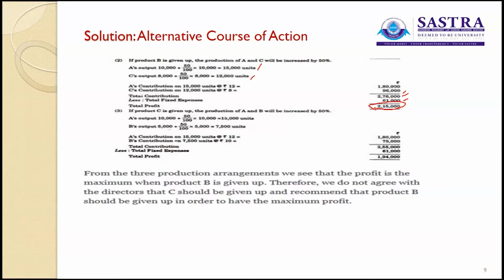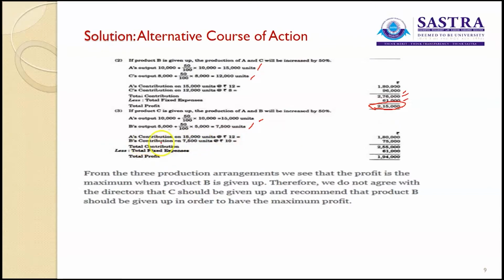Then we will pass on to this third scenario wherein C is given up. When C is given up, the production of A and B will increase by 50%. Now A's output is 10,000 plus 50% of 10,000, so it will be 15,000 units. Then B's output is 50% of your 5,000, that is 2,500, plus 5,000, which gets 7,500.